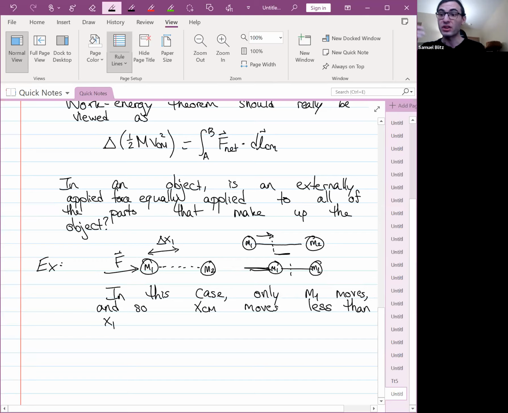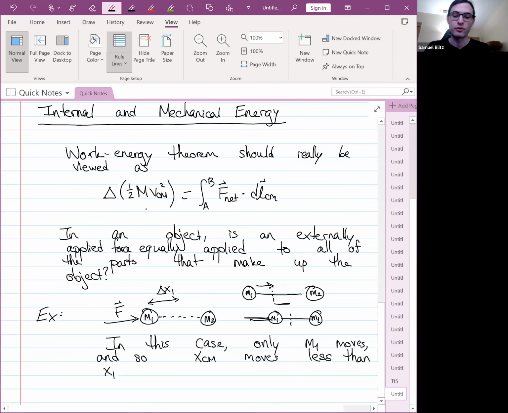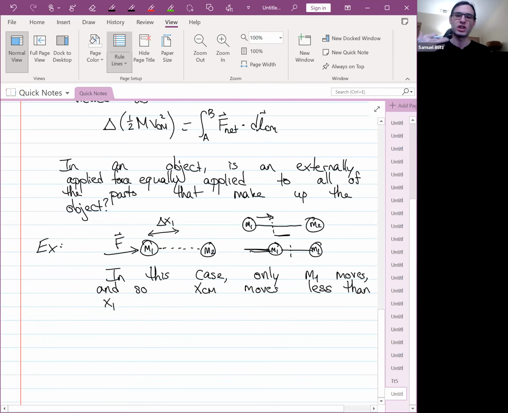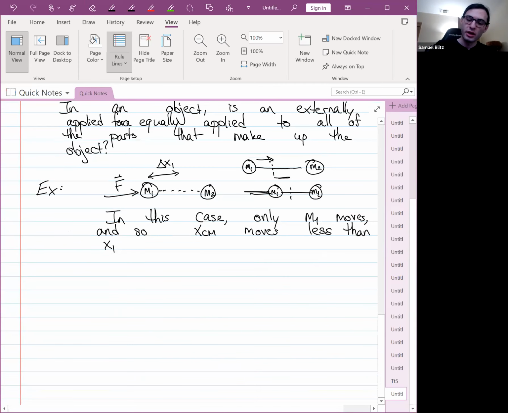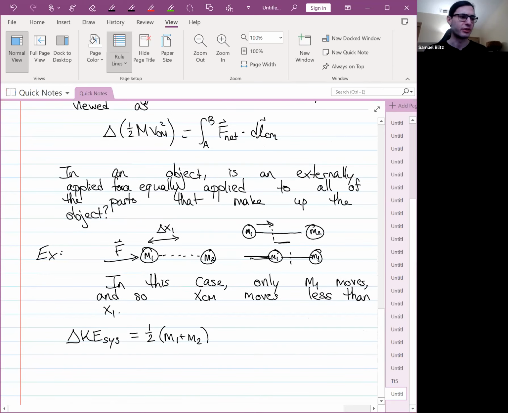So what does that mean for the kinetic energy of the system? What does that mean for this term, 1/2 M v_cm squared? Well, we know that the velocity is smaller, but is the mass sufficiently large that it compensates and balances out? Well, we can check. The change in kinetic energy of the system due to this force that we're applying here would be 1/2 (m1 plus m2), that's the total mass, the capital M here. By the way, we're assuming it was at rest to begin with, times v_cm squared.